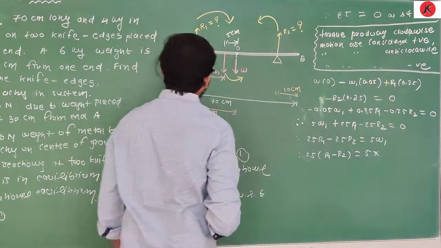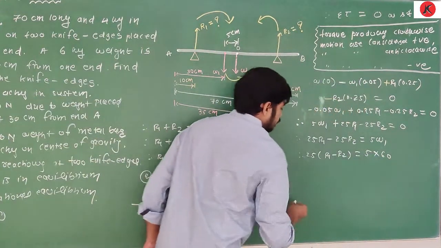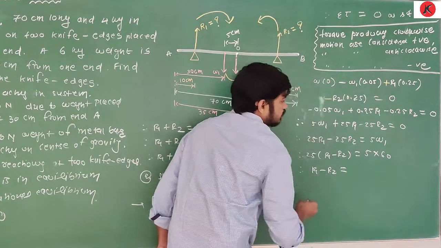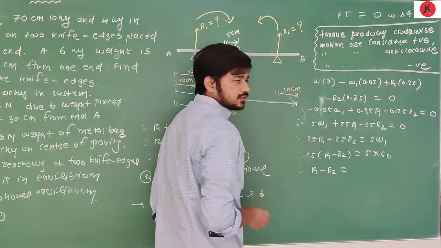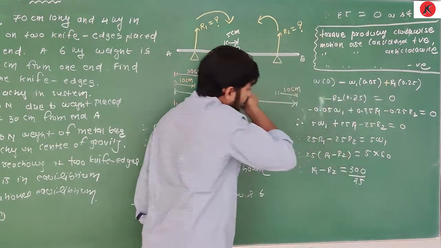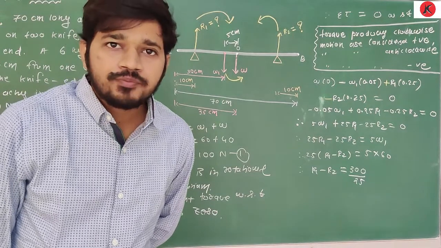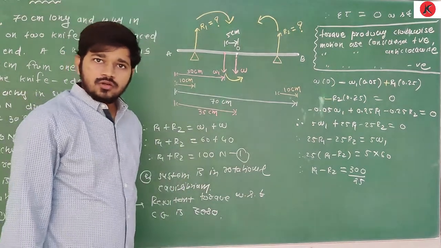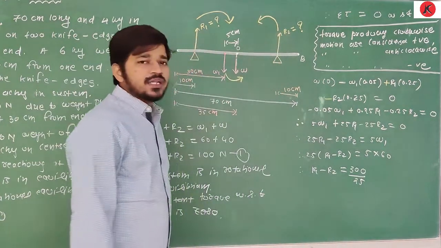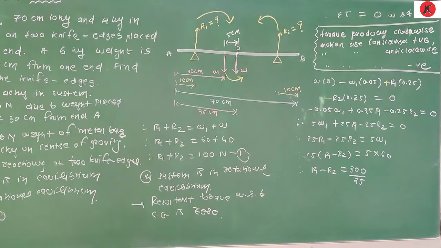What is the value of W1? W1 is 60. So therefore R1 minus R2 is equal to 5 into 60, which is 300, divided by 25. Any doubt? Okay. So yes, R1 minus R2 is equal to 300 divided by 25.